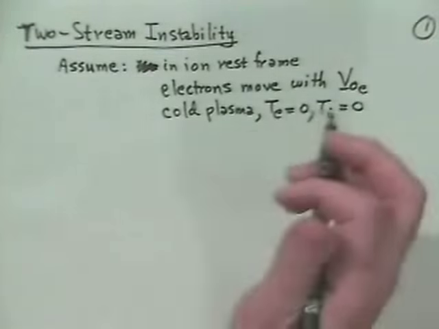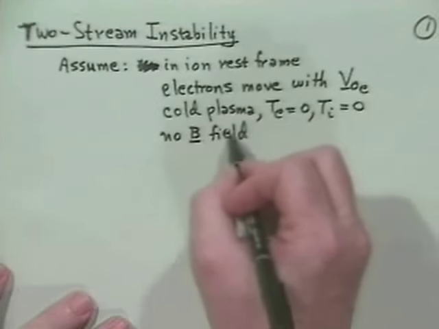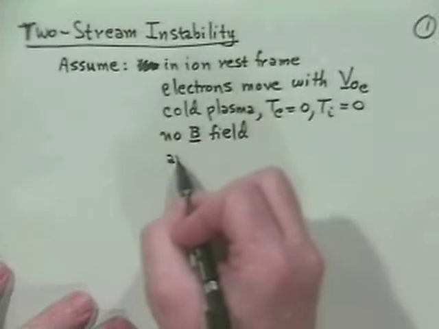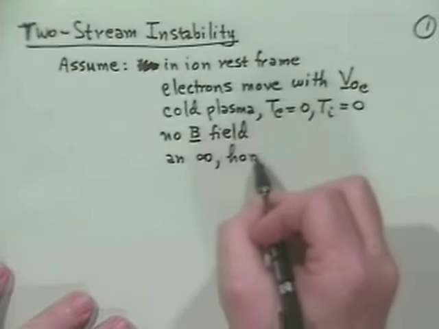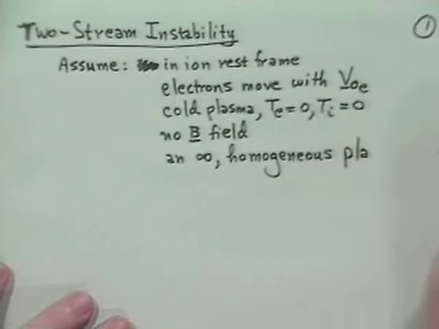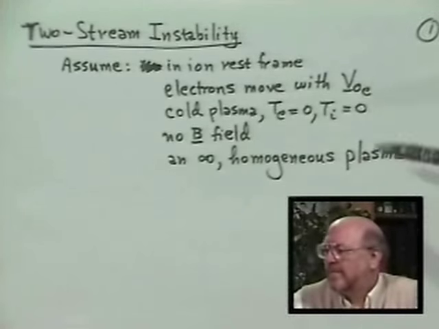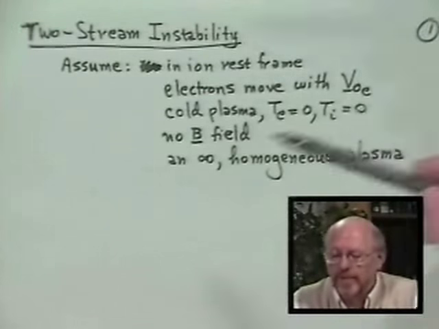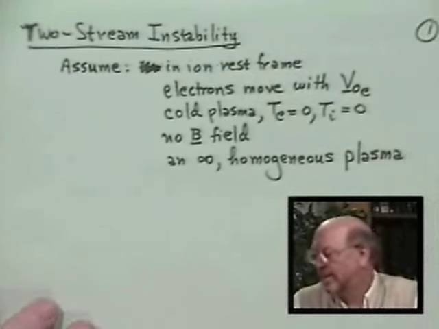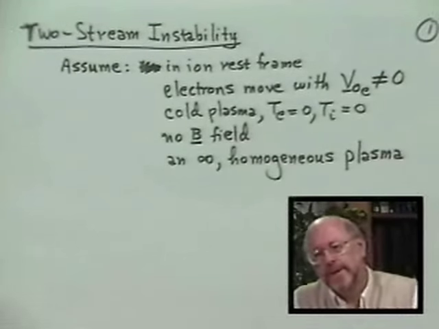Again, for simplicity, for the simplest possible model, we'll talk about no magnetic field, and we'll have an infinite homogeneous plasma. So, you know, a lot of the usual assumptions, plus a few that make life easy. So the basic thing we're doing relative to a cold plasma dispersion relation we've been talking about of electrons or ions, you know, plasma oscillations or something like that, is that we've allowed for one species of particles, namely the electrons, to have a non-zero flow velocity. So that's really the only difference.